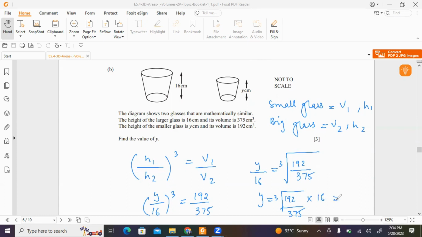So we plug this in the calculator. 192 divided by 75, raised to the power of 1 over 3, times that by 16. That's 12.8 centimeters. That's the value of y.